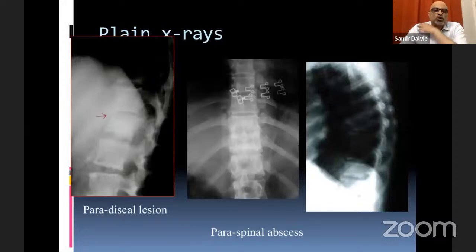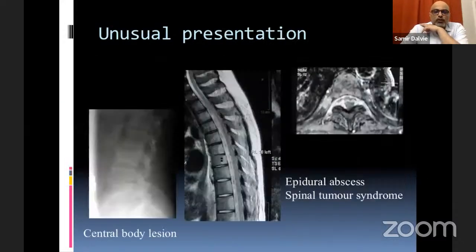The plain X-rays show paradiscal lesions, soft tissue abscesses, but there can be unusual presentations as well. Though we are taught it is paradiscal, you can have a central body lesion as well. They may present as only an epidural abscess. This is known as spinal tumor syndrome. So what is spinal tumor syndrome?